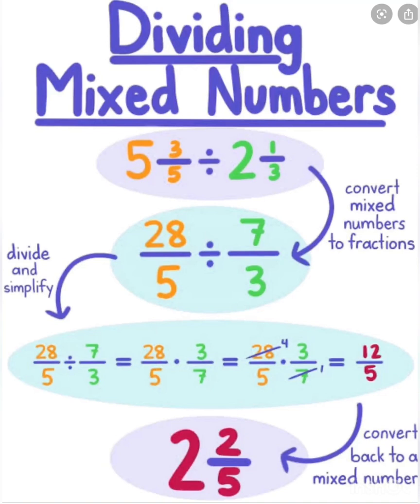Then we'll change the sign of division into multiplication and flip the second number. In this way, we will get 28 by 5 multiply 3 by 7. After cancellation, we will get the answer 12 by 5, that is 2 complete 2 by 5. In this way, you can divide any type of given fractions.